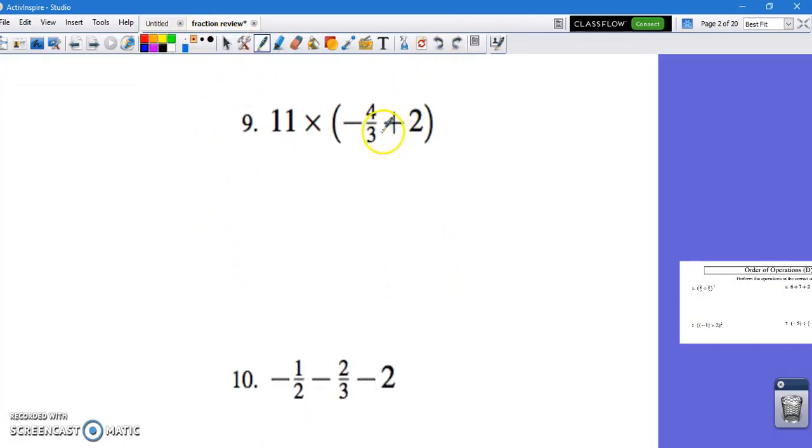Number 9, I'm going to do what's in parentheses first. I have a negative plus a positive, okay? Now I know when I have a negative plus a positive, I'm really going to subtract to keep the sign of the higher digit. But what's higher? A -4 thirds, or 2? 2 is higher than 4 out of 3, okay? If you change this to an improper fraction, you have 1 1/3. That still does not equal 2. My 2 is bigger, so I know my final answer will be positive.